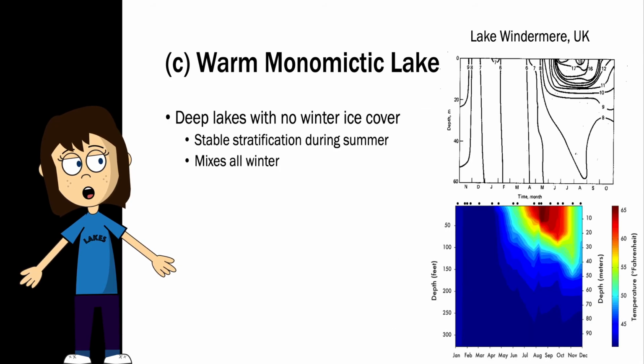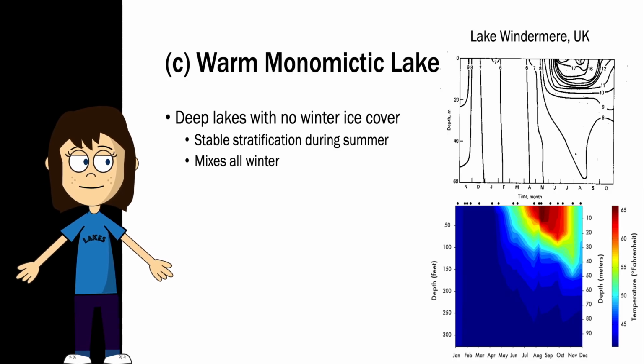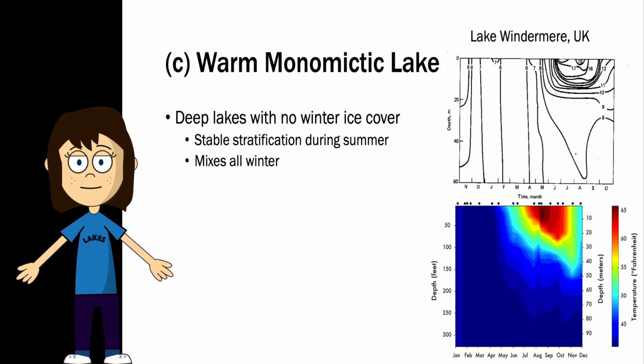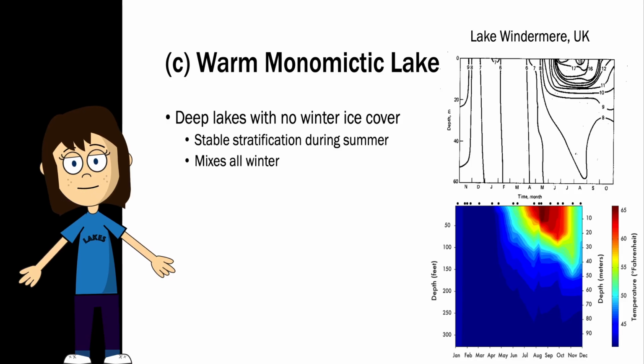In contrast are warm monomictic lakes. These also only mix once per year. They tend to be located in climates that are too warm for ice covers to form, and so the water column stays mixed all winter. In the summer, these lakes stratify like a normal dimictic lake. In fact, with climate change, there's some concern that some dimictic lakes might become warm monomictic lakes in the future.